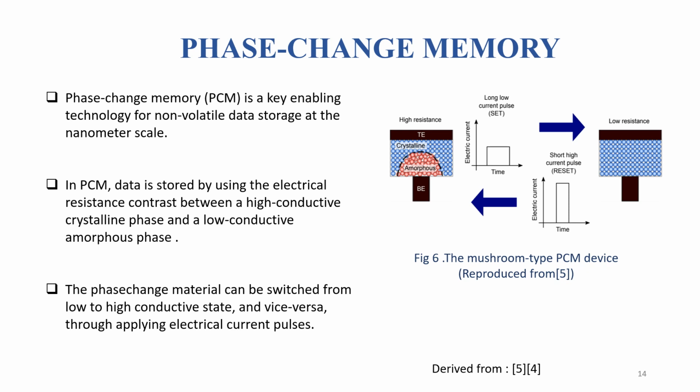The phase change material can be switched from a low to high conductive state and vice versa by applying electrical current pulses. So if a low current pulse is applied to the material, it performs a set operation, meaning the amorphous material is converted into a crystalline material, which makes it much more conducting. And if a short high current pulse is applied, the crystalline material that is already present inside the memory is converted into an amorphous state, which has high resistance. Hence, it doesn't conduct any electricity. That represents zero logic.